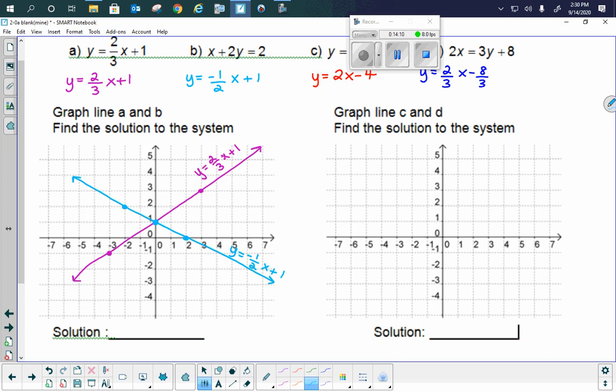And now, where do they intersect? That one's pretty clear to see that your answer is at the point (0, 1). So it's always going to be an ordered pair, right? So the x value is 0 and the y value is 1 in parentheses. So there's your solution. All right, now they ask us to graph the lines C and D and find the solution.